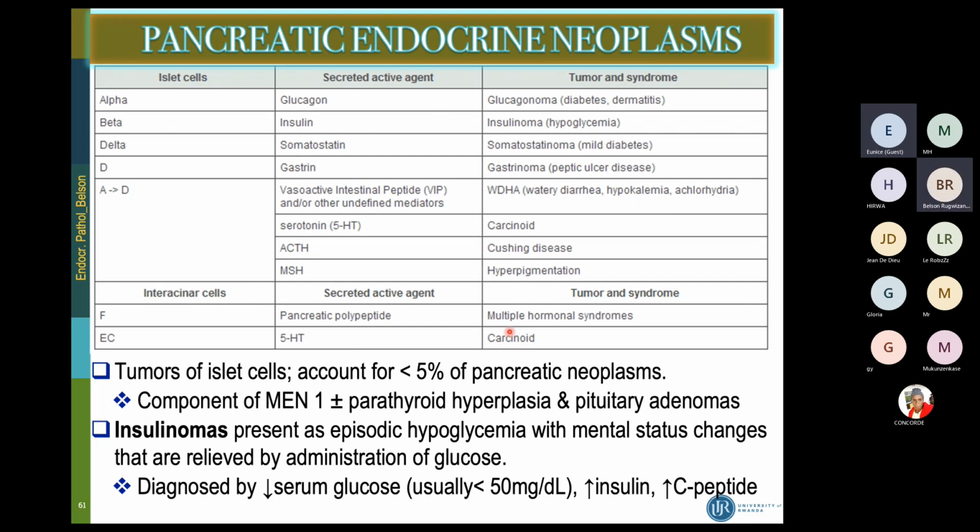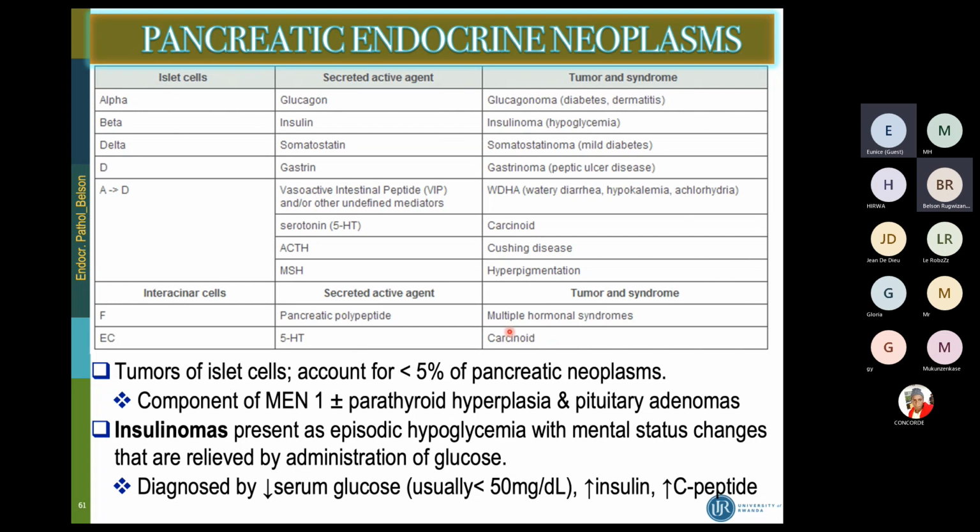The tumors of the endocrine pancreas account for less than 5% of all pancreatic neoplasms. Usually the tumors of the pancreas are from the exocrine pancreas, not from the endocrine one. This can be a component of multiple endocrine neoplasia, which we saw earlier when looking at the thyroid, sometimes with parathyroid hyperplasia and pituitary adenomas.